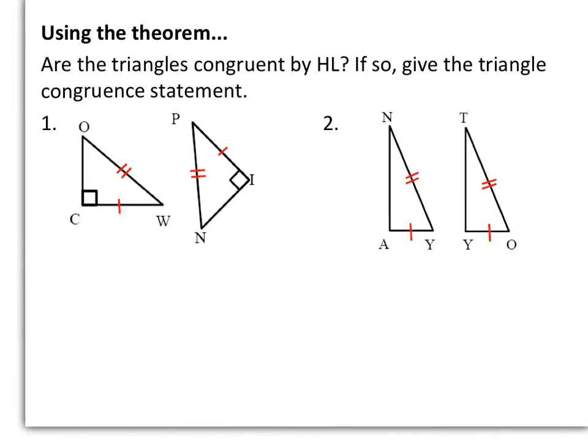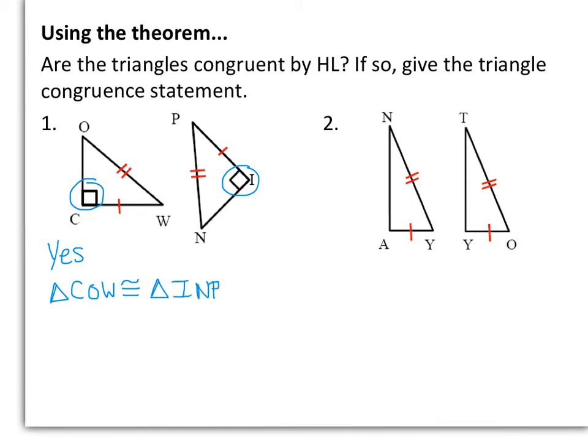So in number 1, we see that our two triangles are right triangles. We have angle C and angle I, both have right angles. Side OW and side PN are our hypotenuses, and they are congruent, and we do have one pair of congruent legs. So yes, these two triangles are congruent by HL. My congruent statement would be triangle COW is congruent to triangle INP.